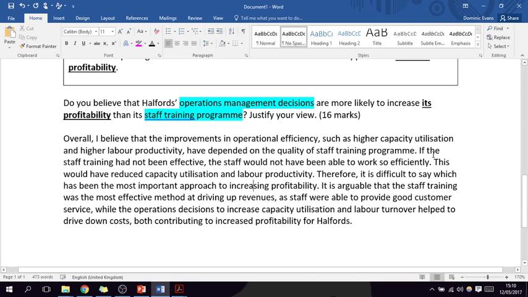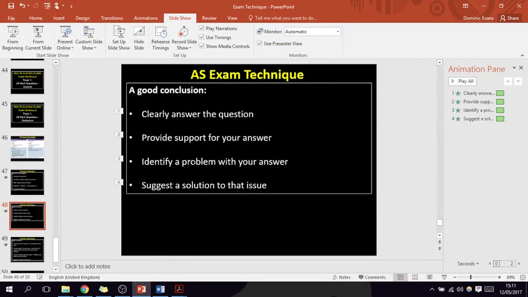So I've tried to explain that with the operations management decisions, we're trying to cut costs by increasing labour productivity and capacity utilisation. We can't do those things unless we've got well-trained staff. Therefore, it's difficult to say which has been the most important approach to increasing productivity. That's the problem with my answer, really, I suppose.